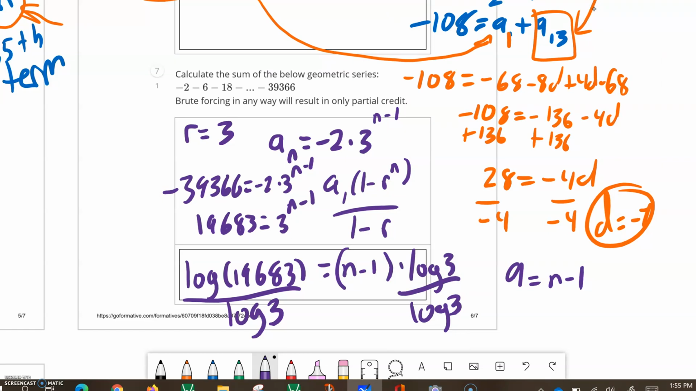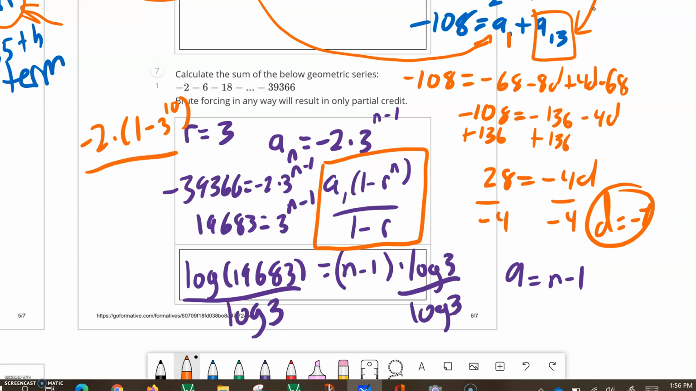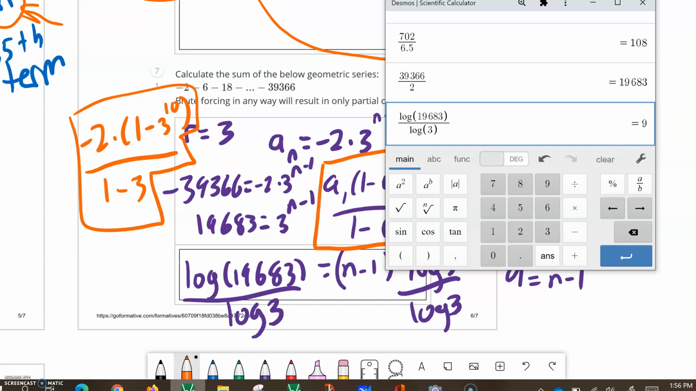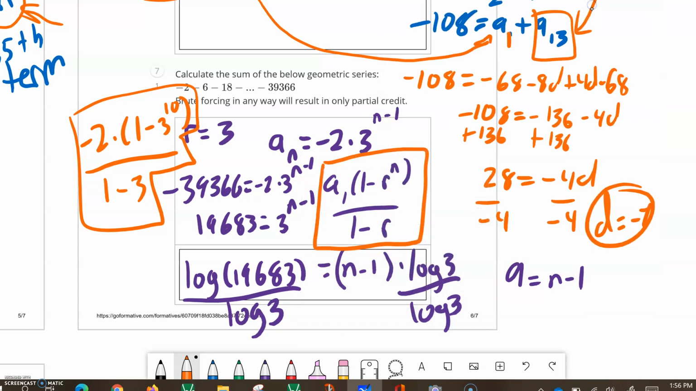And now that I know n equals 10, all I have to do is use, again, I've kind of messed up this equation a little bit, -2 times 1 minus, what do you multiply by? 3 raised to the 10th power, divided by 1 minus, what are you multiplying by? In this case, it's 3. You would type that into the calculator, and that would give you the value. You can see the actual answer on GoFormative. I'm not going to type it in because I'm having issues doing this right now with Desmos. I don't want the keyboard coming up anymore. But if you type that in, you should arrive at the same answer that's in the GoFormative.